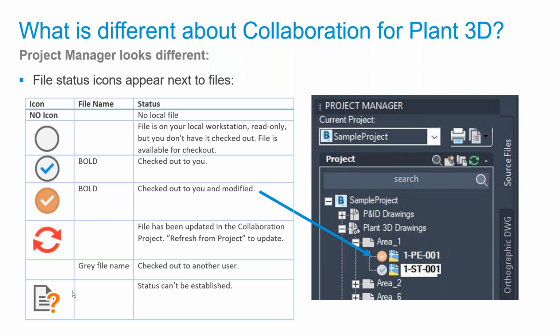Status can't be established just means it hasn't updated yet, it doesn't really know if there's any status on it. So you'll see that initially as you open the project, but then as you click on these and start to open them, they'll refresh and they'll have one of these symbols here.